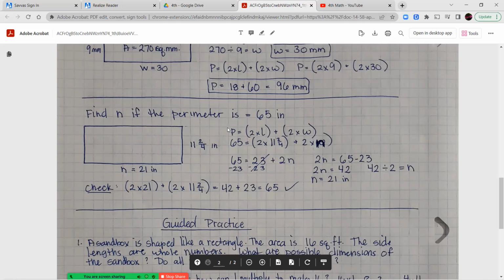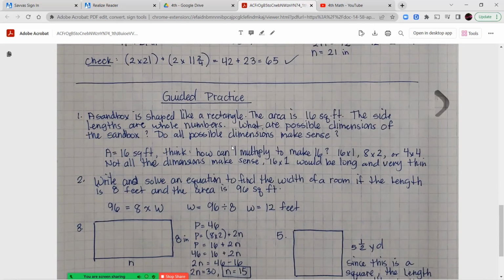Now I can go back and check my answer by plugging my numbers back into this formula to see if they work. 2 times 21 plus 2 times 11 2/4. 2 times 21 is 42. 2 times 11 2/4 is 23. 42 plus 23 did equal my perimeter of 65, so I know my answer is correct.